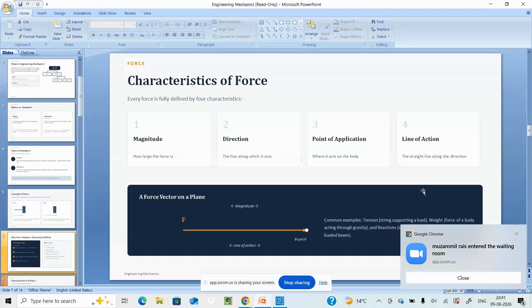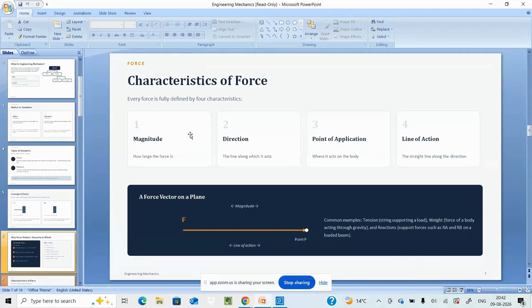Next, the characteristics of force. The characteristics of force consist of these four. First one is the magnitude. The previous point I was telling about magnitude. How large the force applied is, whether length wise or depth wise or whatever it is. If you see here, this is the distance. That is the so-called magnitude.